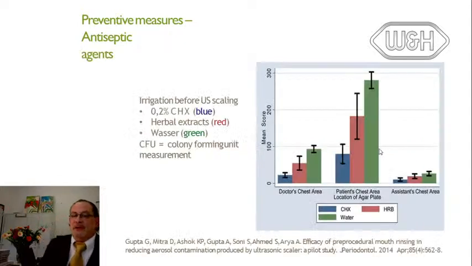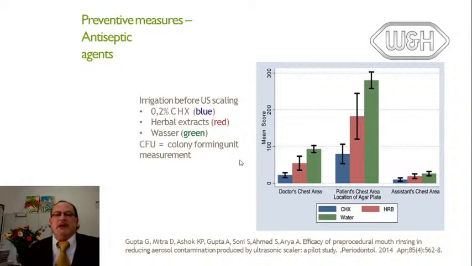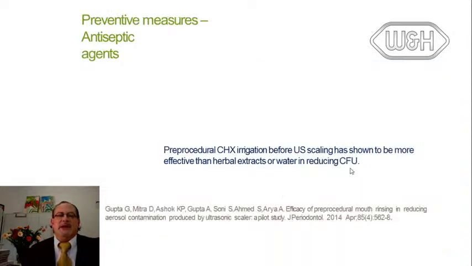And then the question may be perhaps also use herbal extracts. Again, a comparison between chlorhexidine, herbal extracts and water. And what we can clearly see, no matter what area, whether it's the doctor's chest or the patient's chest or the assistant's chest, we always get the best results with chlorhexidine in comparison to either water or herbal extracts, which lie in between. So we can say pre-procedural chlorhexidine irrigation before ultrasonic scaling has shown to be more effective than herbal extracts or water in reducing the CFU, the colony forming units.